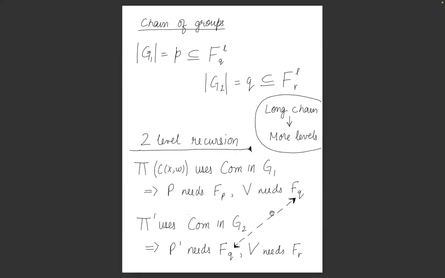Yeah, does this make sense? Is it clear how we can resolve this issue? So again, to solve this issue, we just use two different groups for the inner proof system and the outer proof system, such that they satisfy this relation.